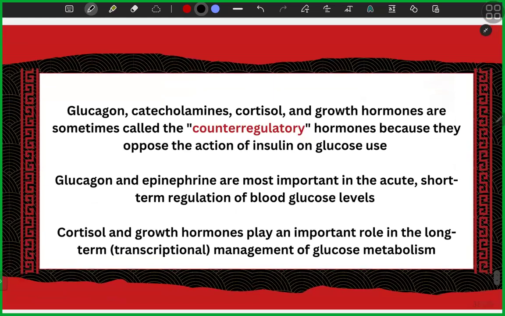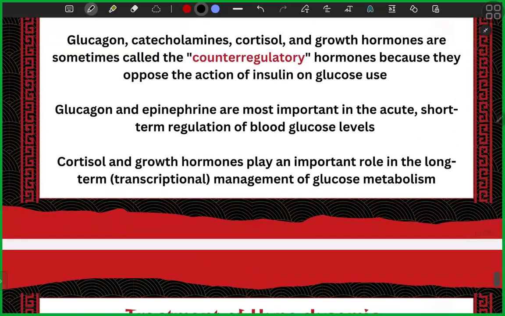Glucagon, catecholamines, cortisol, and growth hormones are sometimes called the counterregulatory hormones because they counter the effect of insulin on glucose, right? Glucagon and epinephrine, as I just said, are the most important in the acute and short-term regulation, and cortisol is used in the long-term regulation. That's all you gotta know. The difference between epinephrine, glucagon, and cortisol.